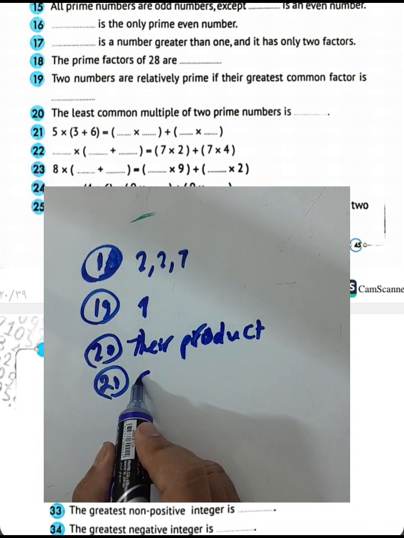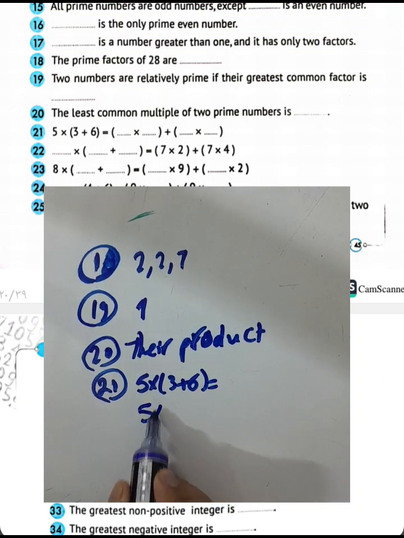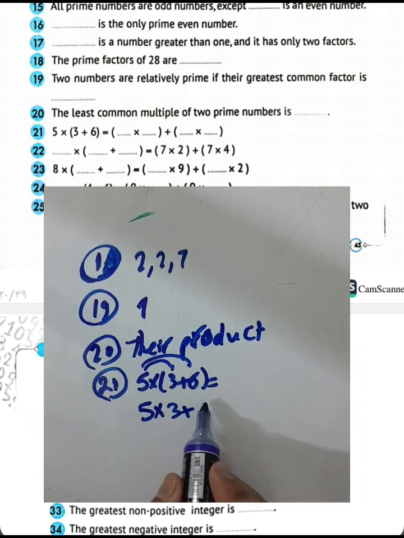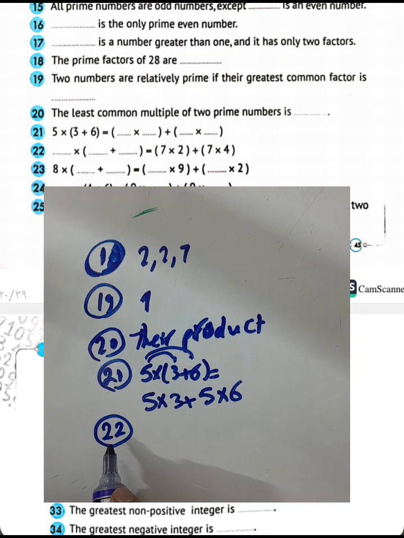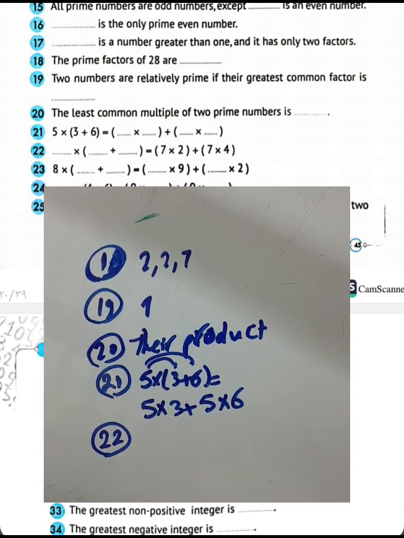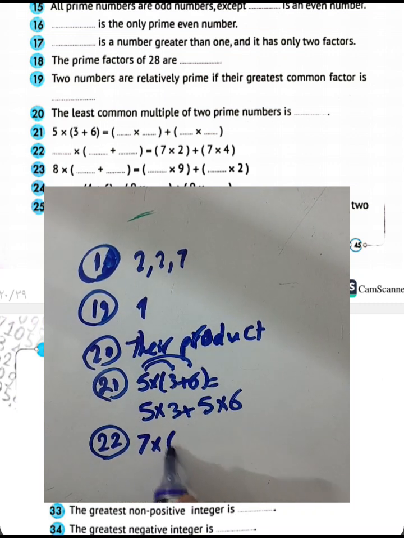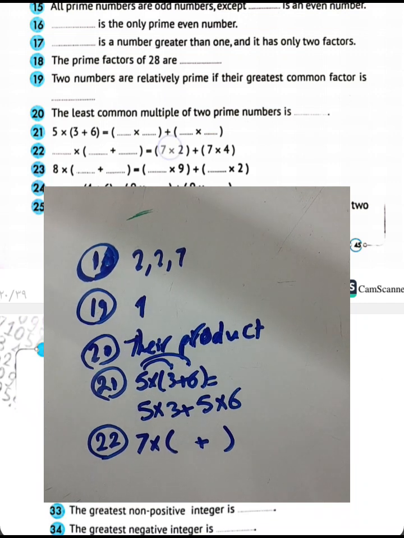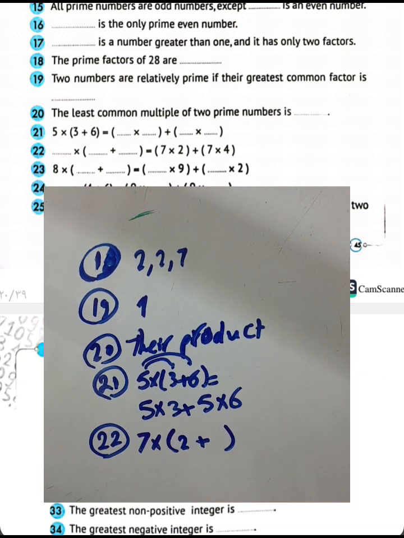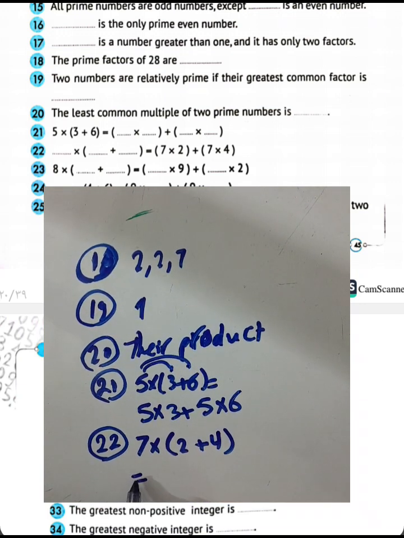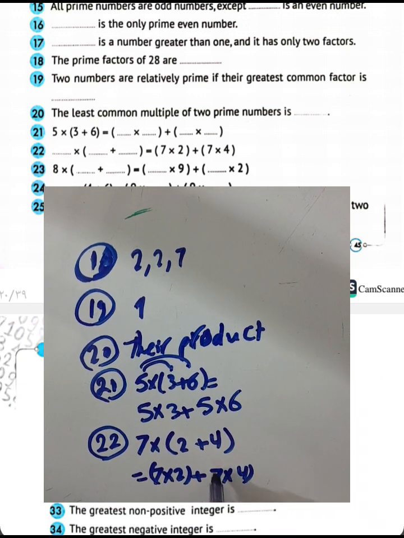Question 21. 5 multiplied by the sum of 3 and 6 will be 5 times 3 plus 5 times 6. We use the distributive property here. Question 22. 7 times 2 plus 7 times 4. We write 7, the common factor, outside, and write the remainders from each term: 2 and 4. So 7 times 2 plus 7 times 4.